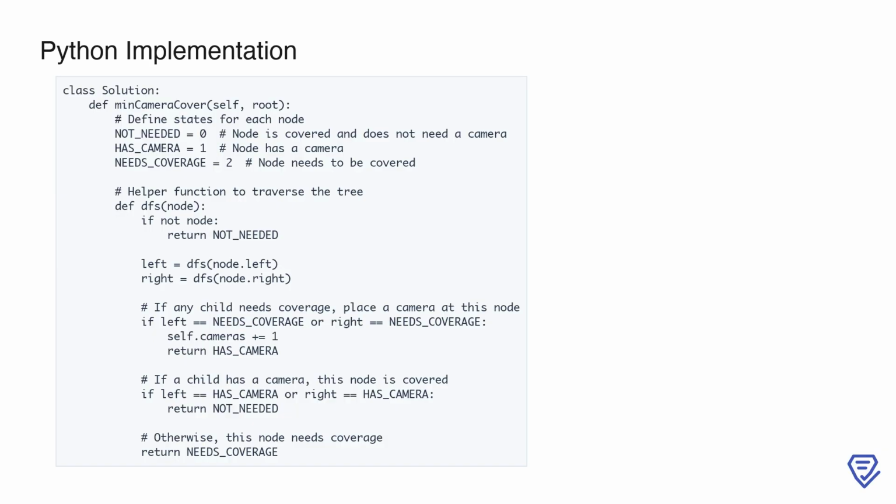If the current node is null, it returns not_needed, as null nodes do not require coverage. For non-null nodes, we recursively check their left and right children. If either child is in the needs_coverage state, we place a camera at the current node, increment the camera count, and return has_camera for this node. Alternatively, if either child has a camera, the current node is already covered, so we return not_needed. Finally, if neither condition is met, the current node itself needs coverage, so we return needs_coverage.